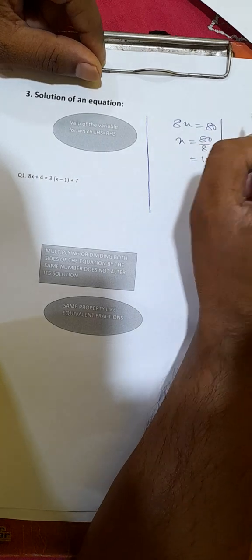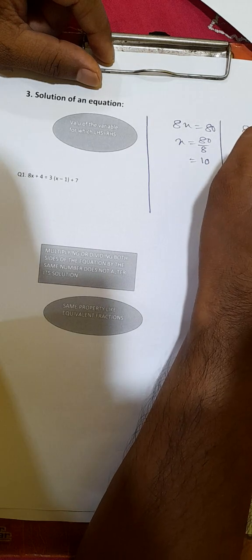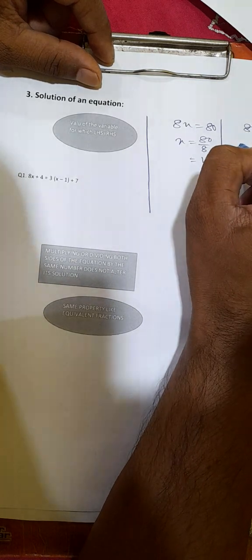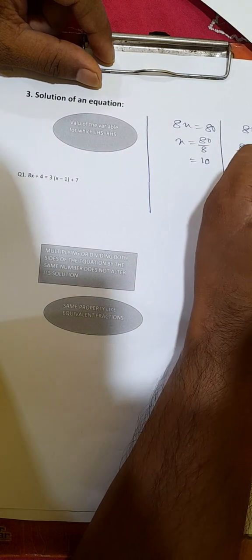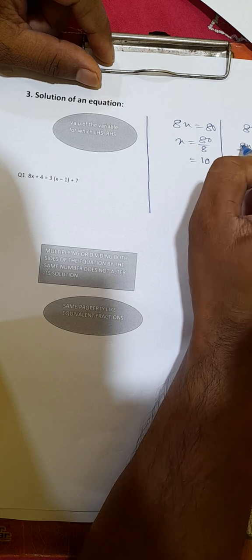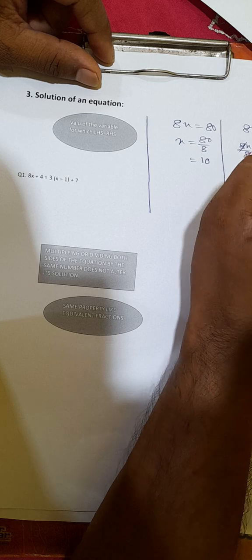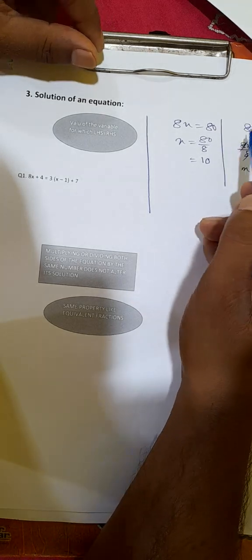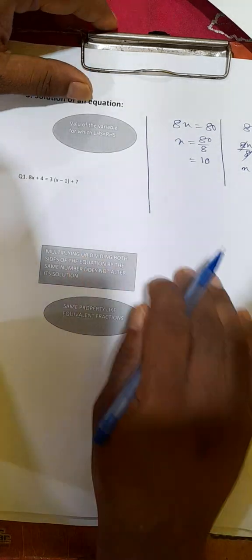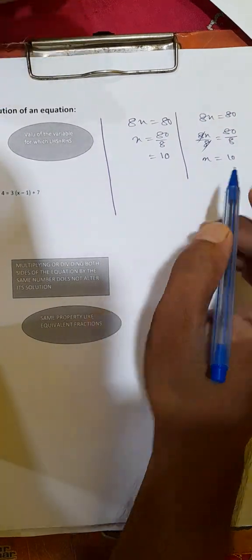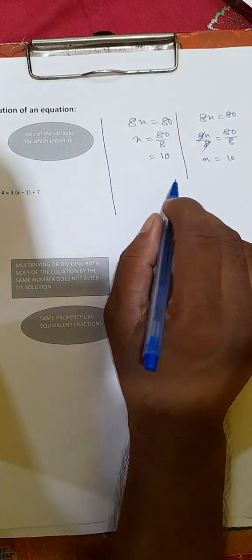Now instead of doing this, let's divide both sides of the equation by the same number. 8x equals 80. Let's divide both sides by 8. 8x divided by 8 equals 80 divided by 8. Now the 8s cancel each other. x equals 80 by 8, which equals 10. That means dividing both sides of the equation will not alter the solution of the equation. This is one property: dividing both sides of the equation by the same number will not alter the solution.